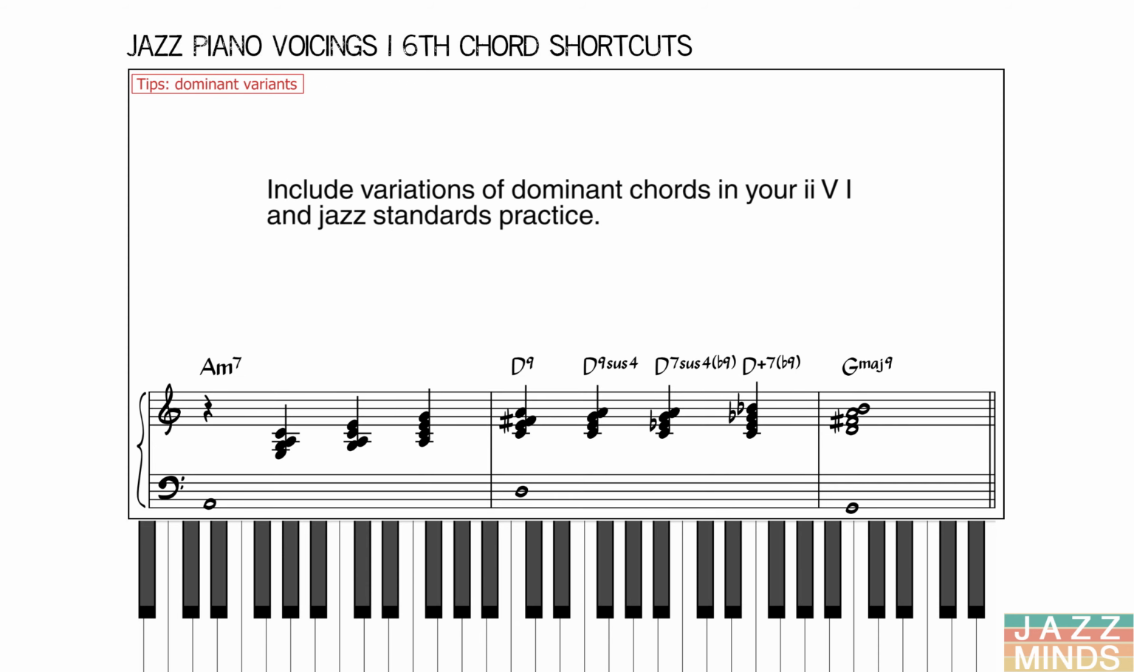Include variations of dominant chords such as dominant 7 flat 9 flat 13, dominant 7 suspended 4, and dominant 7 suspended 4 flat 9 voicings into your 2-5-1 progressions, and experiment with moving between all these types of dominant voicings while on the dominant chord.